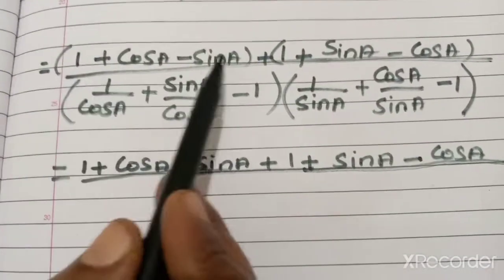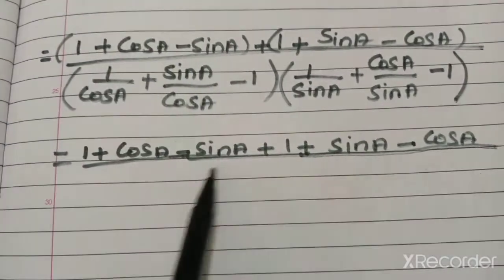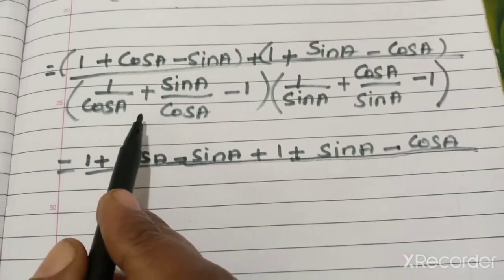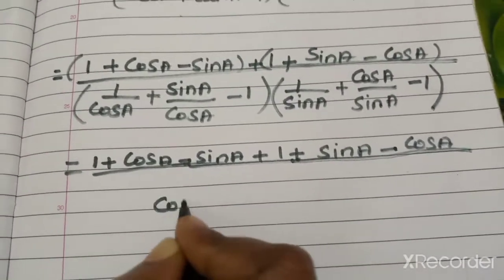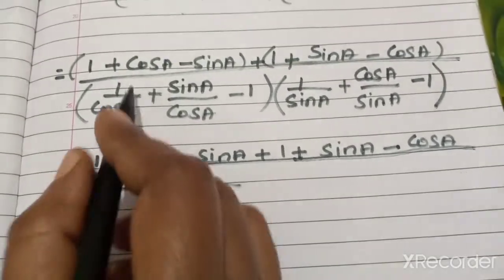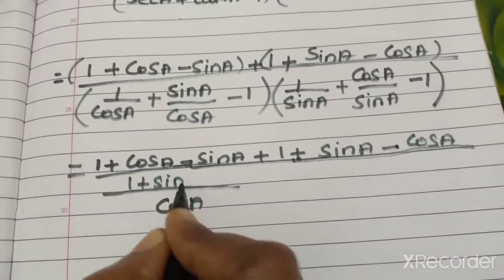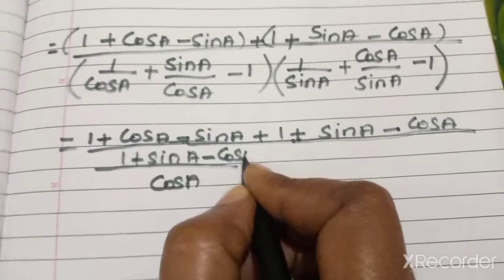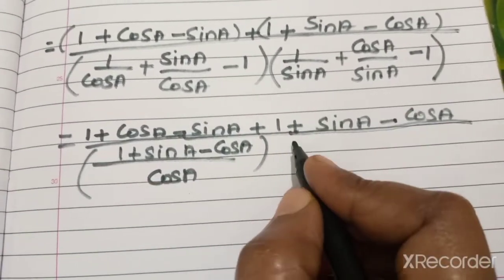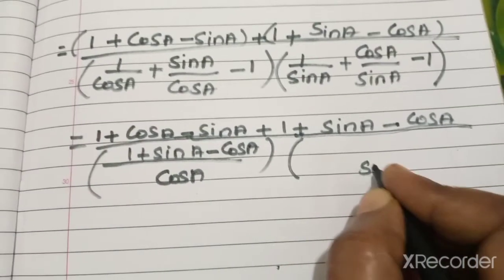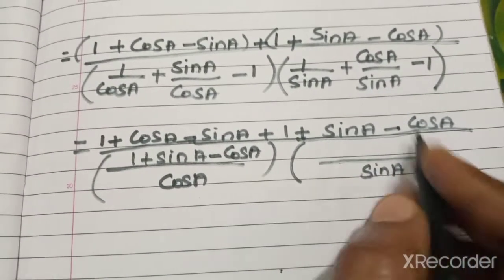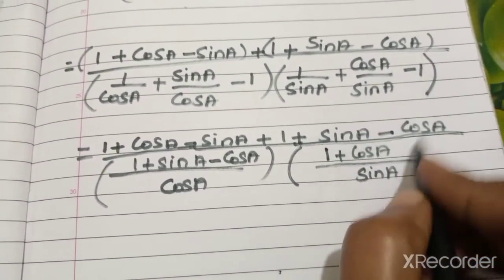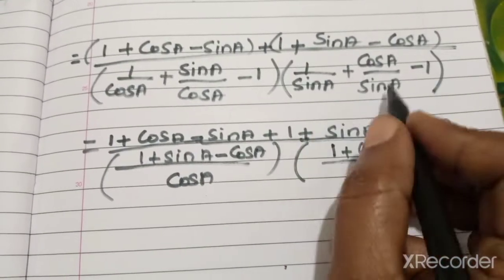now let's remove these brackets, okay. So numerator becomes 1 plus cos A minus sin A plus 1 plus sin A minus cos A by denominator, let us take the LCM. What is the LCM here? Cos A. So numerator becomes 1 plus sin A minus 1 into cos A, that is cos A, close the bracket. For this term take the LCM. Sin A is the LCM. Numerator is 1 plus cos A minus 1 into sin A, LCM, that is sin A.